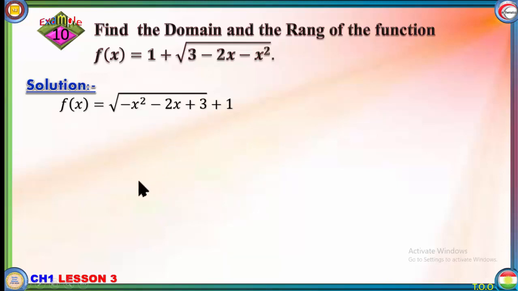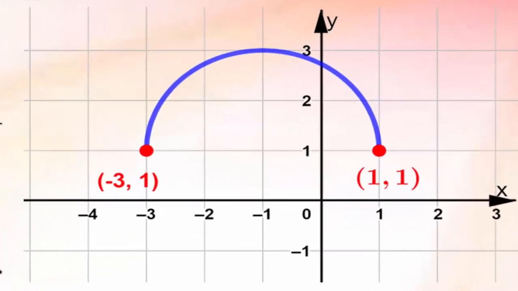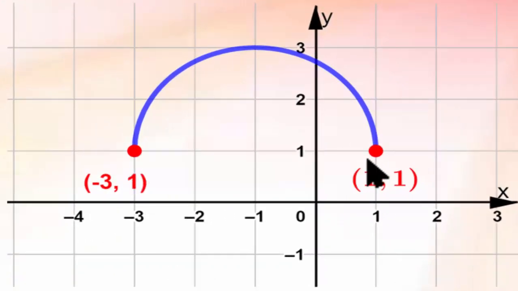And now take what is under the square root equal to 0 and multiply it by minus 1. Then x squared plus 2x minus 3 is equal to 0. (x plus 3)(x minus 1) is equal to 0. Then x is minus 3 or x is equal to 1. Because the leading coefficient is negative, therefore the domain is the closed interval from minus 3 to 1. As you can see, from minus 3 to 1.